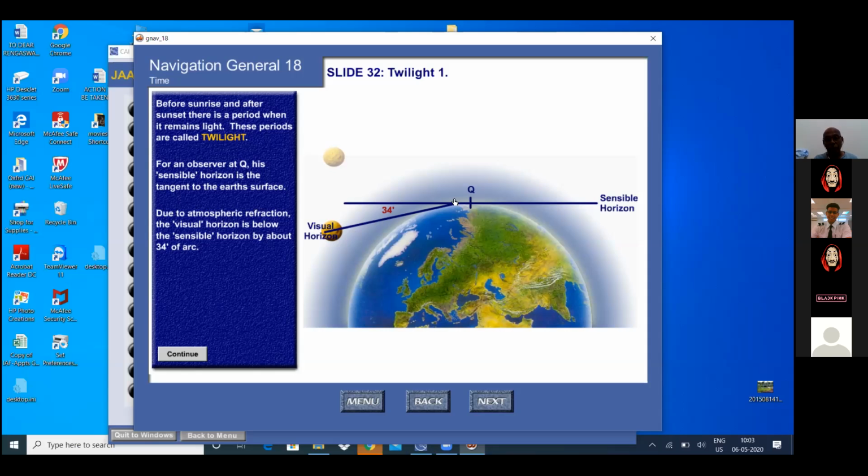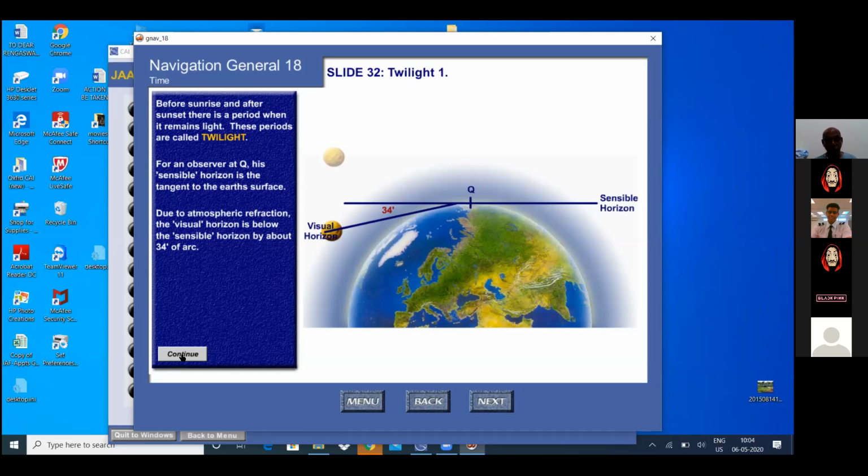The visual horizon is 34 minutes below the sensible horizon. Okay, 34 minutes by way of angle, not time. But when the top tip of the sun is over here, the center of the sun is still 16 minutes away.